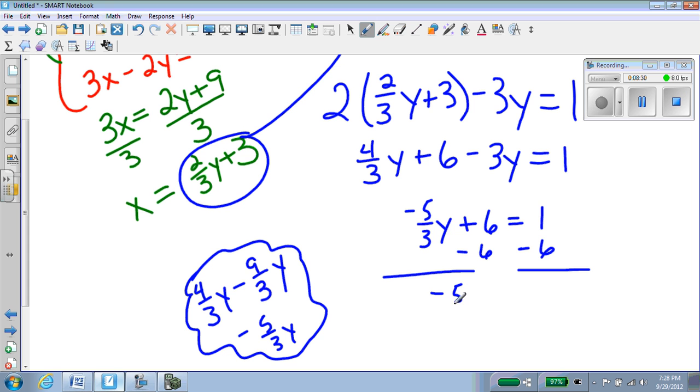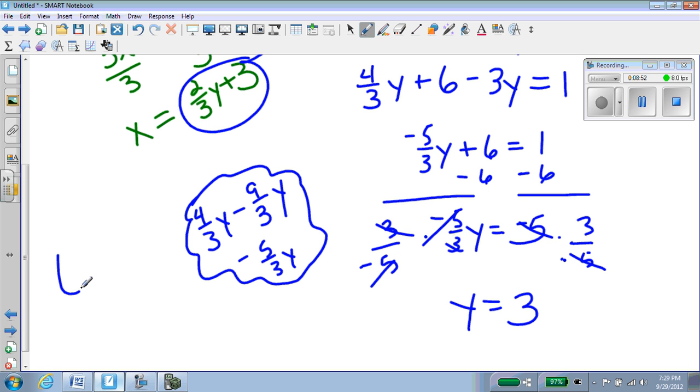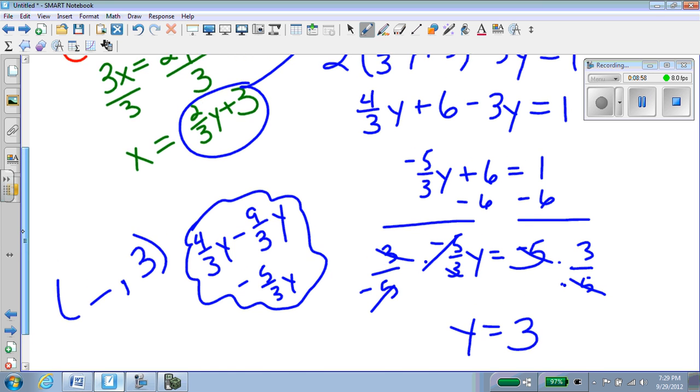Negative 5/3 y equals negative 5. Multiply both sides by 3 over negative 5. So the negative 5's cancel. So I get y equals 3. Now be sure we put that for y. y is 3. And now I have to find x.